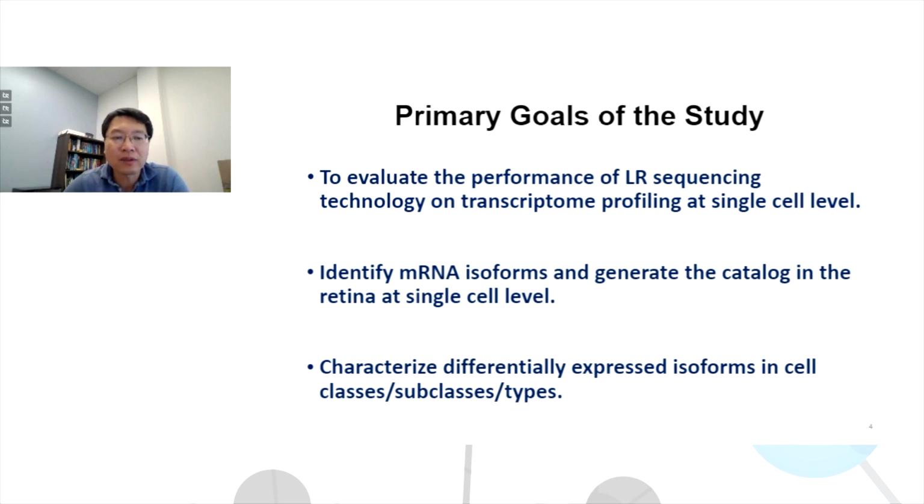And we also would like, during the course, to identify mRNA isoforms and generate a catalog in the retina at the single cell level. And finally, we would like to understand the distribution of these isoforms across different cell classes, subclasses, and types.